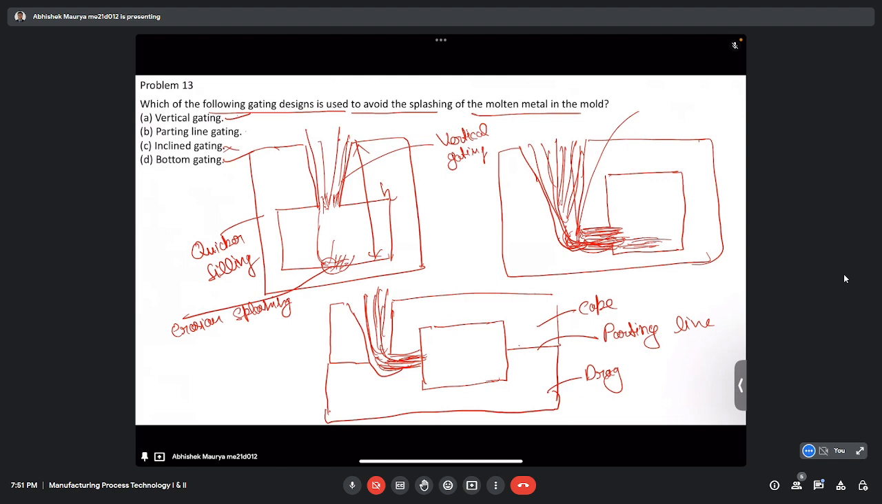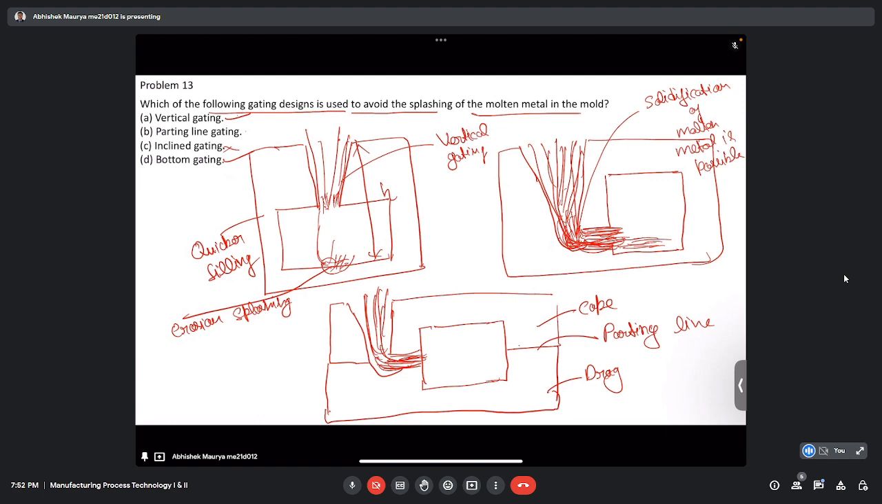So here, the chances of solidification of molten metal are high. If the molten metal is not sufficiently hot, then it will start solidifying in between. So that is the disadvantage of bottom gating. So what people have tried, they found a middle way.